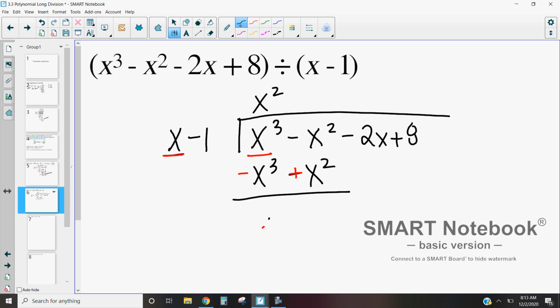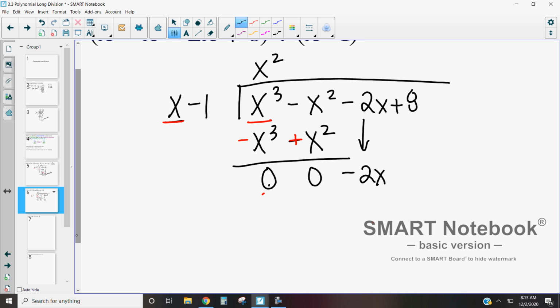And so what we end up getting here is 0 plus 0, and this number comes down, minus 2x. Great. So because we have just a minus 2x here, I'm going to put in what number I multiply x by to get negative 2x, and that's going to be a negative 2. So negative 2 times x is negative 2x, and negative 2 times negative 1 is positive 2. Now notice how I have this positive 2 here. I'm going to bring down this positive 8 as well, just so that I have a term to use.